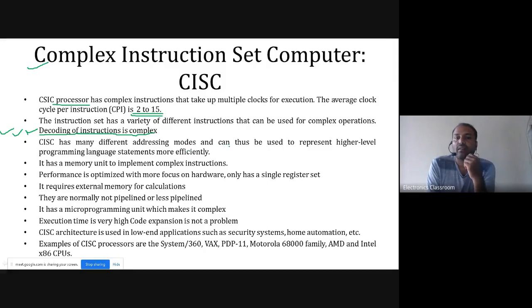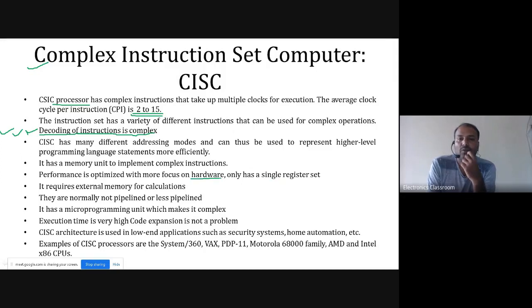Those can be used to represent higher level programming language statements more efficiently. It has a memory unit to implement complex instructions. As in previous sections we have studied, a memory unit is used for storing of instructions, and a control unit is used to access memory as well as for decoding purposes. The performance is optimized with more focus on hardware, and it only has a single register set.